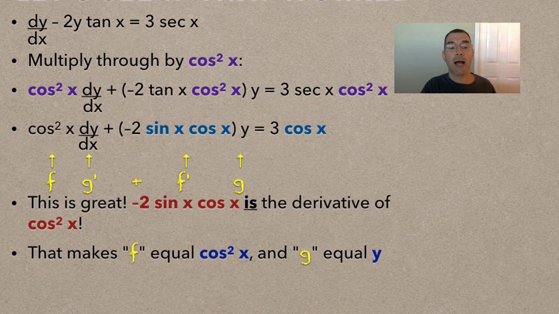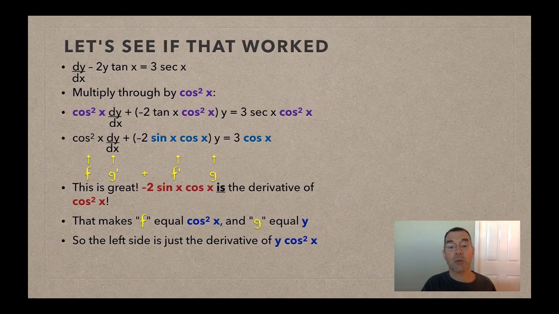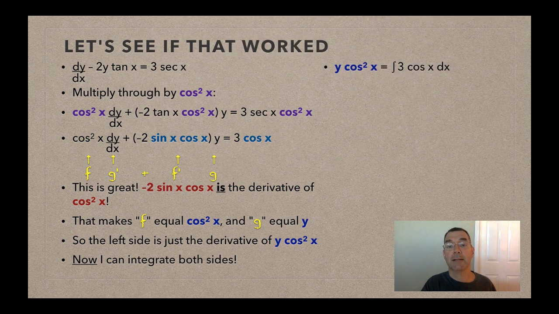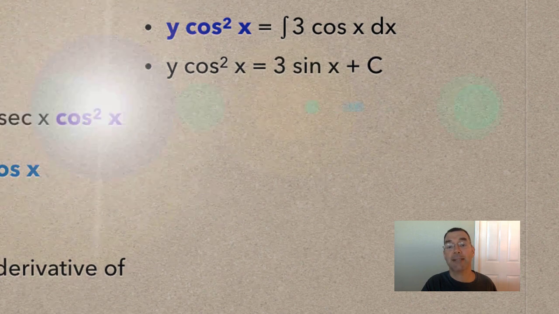So now I can find the antiderivative of that by just writing down that the antiderivative is whatever my f function is times whatever my g function is. Well, my f function is cosine squared and my g function is y. So integrating the left-hand side, I get y times cosine squared x, and then I still have to figure out what the antiderivative of 3 cosine x is on the right-hand side. Well, that's actually pretty easy to do. The antiderivative of 3 cosine x is just 3 sine x. And remember, I have a plus c there.